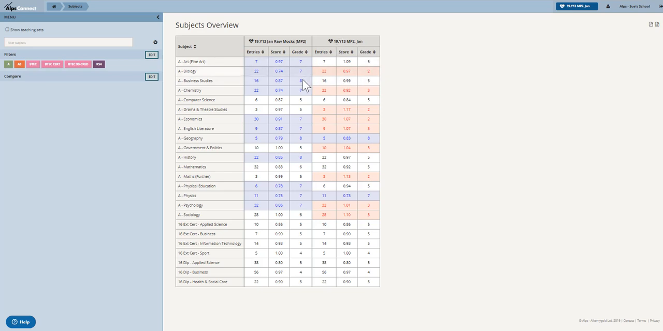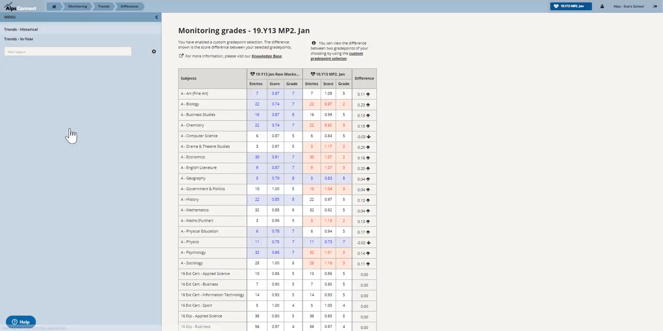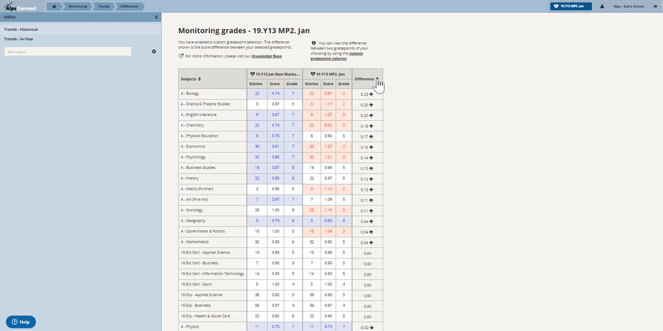Now, a good way to look at that jump, and I'm talking about the difference in the scores here, which you can visually see there, but if you pop home and into the monitoring accuracy area, then you actually get that difference shown here. So if I sort by lowest to highest, I've got quite a number of subjects at the top who are suggesting that their students are going to make a grade higher a difference, or they're going to increase by a grade per student between the current mocks and the predicted endpoint.